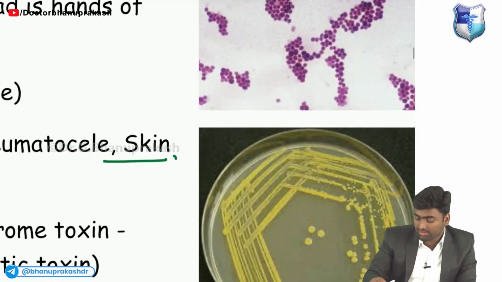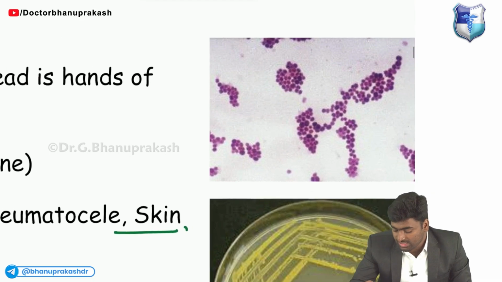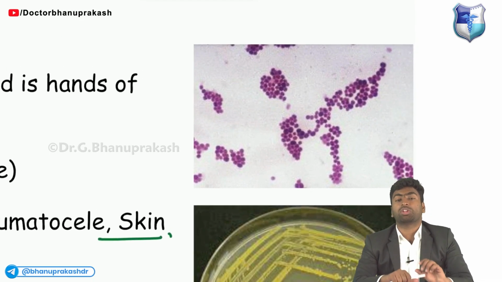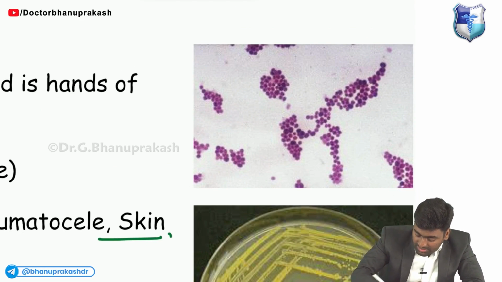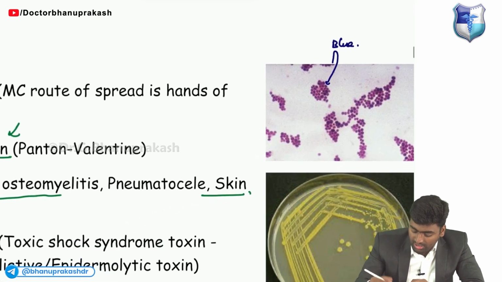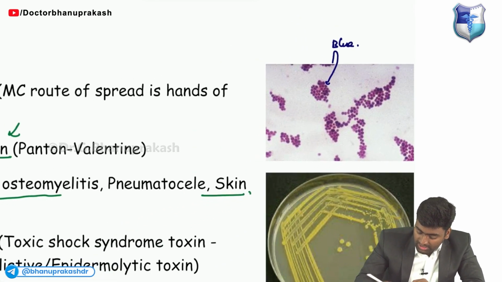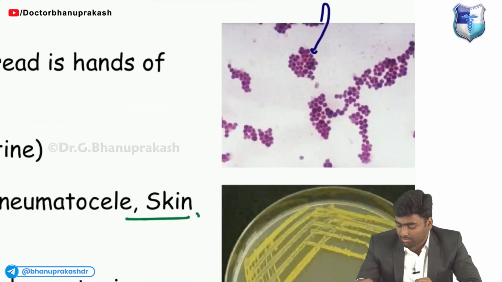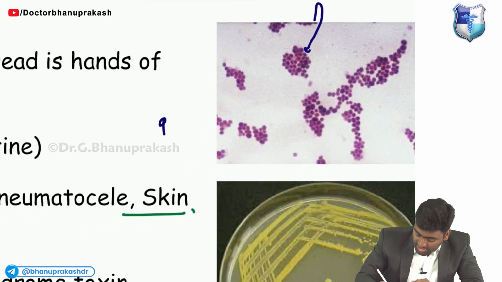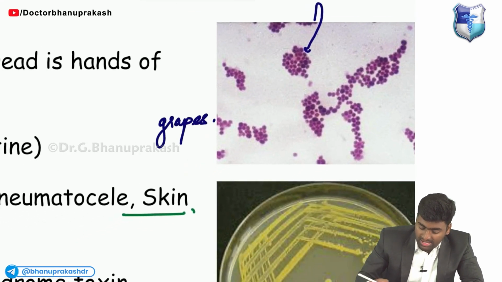Then if they give you an image and ask whether this organism is gram positive or gram negative, what will be your answer? The organism is blue in color, or around purple in color. So it is gram positive in nature. And if it is in a grapes-like cluster, then it is Staphylococcus.